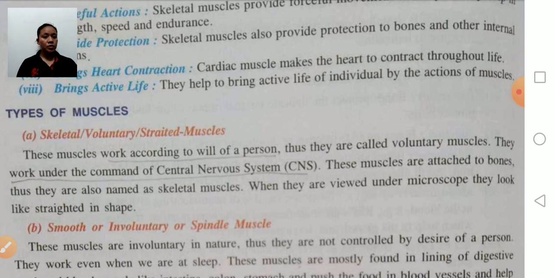These muscles are attached to the bones. Thus, they are also known as skeletal muscle. When they are viewed under a microscope, they look straight in shape. Therefore, it is known as straight muscle. Skeletal voluntary muscle works under the will of a person. Therefore, they are called voluntary muscles. And when we look through the microscope, they look straight in shape. Therefore, it is also known as straight muscle.